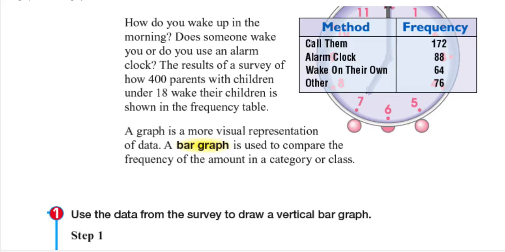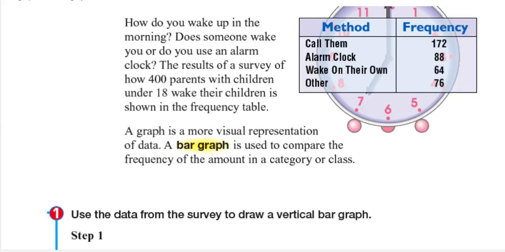Okay, this is a frequency table, and as we learned in the last two lessons, a frequency table organizes our data for us, so we can better interpret and use the information that's on the frequency table. Another way of organizing and presenting data is what we call a graph. A graph is a more visual representation of data. A bar graph, on the other hand, is used to compare frequency of the amount of category or class.